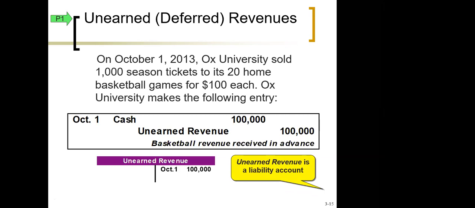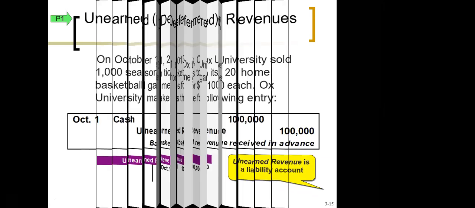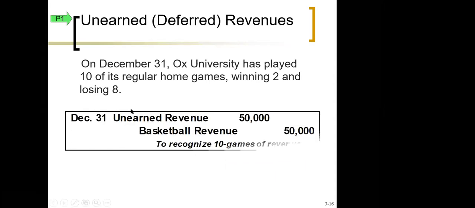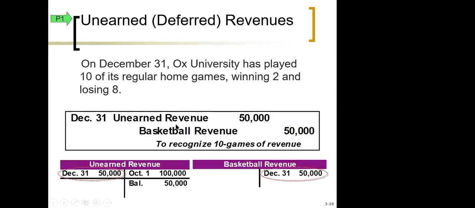Unearned is a liability. You owe me the money. So the whole season, let's say canceled, no games, you have to credit all the money back. Okay, so unearned becomes earned. After 10 games, I don't care who won or lost, doesn't matter for us, we're just saying the 10, half the games are provided. So 10 games are provided, it's going to be unearned reduced by 50 and revenue increases by 50.